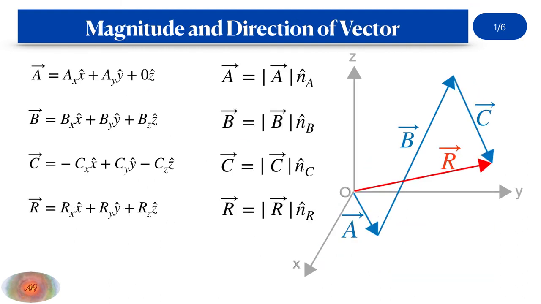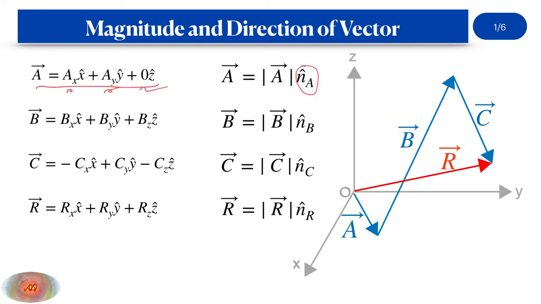The magnitude and direction of a vector. In my earlier slide, you have seen that a vector can be represented by decomposing it into each and every component, that means in terms of its x component, y component and z component. A vector can also be represented by the product of its magnitude and a unit vector.